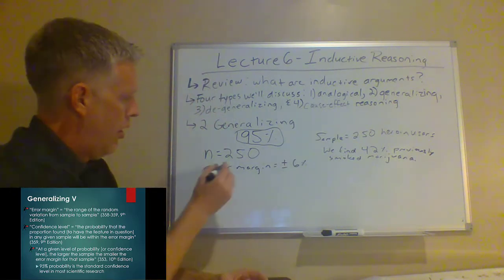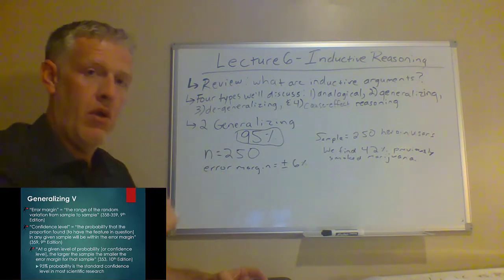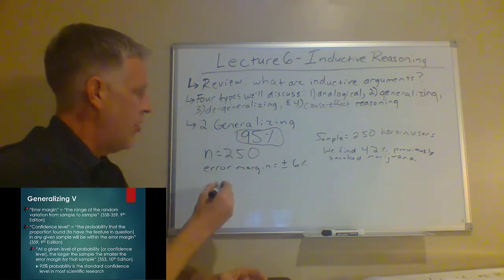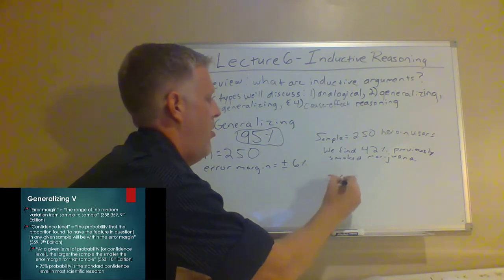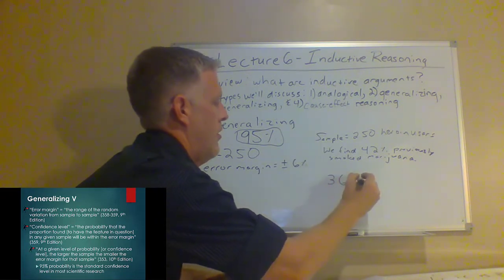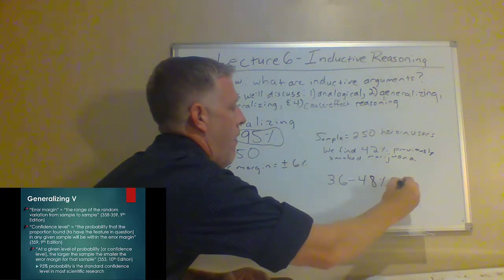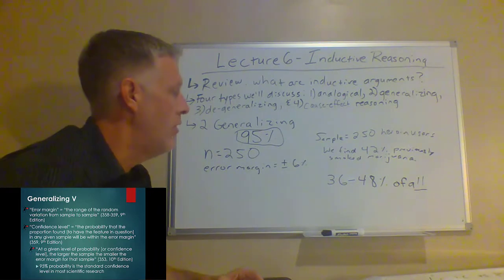So, given this, what we can infer, given the statistics, is that we can be 95% sure that 36 to 48% of all heroin users, of the entire population, had smoked marijuana.